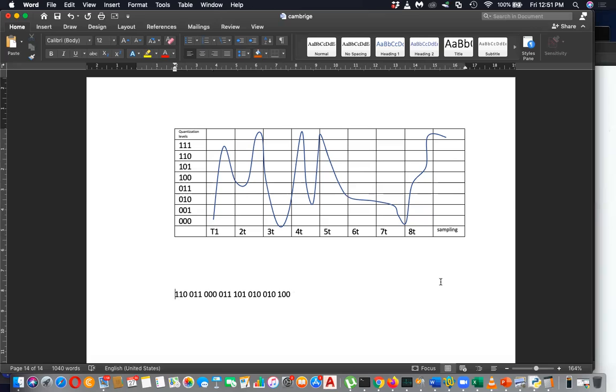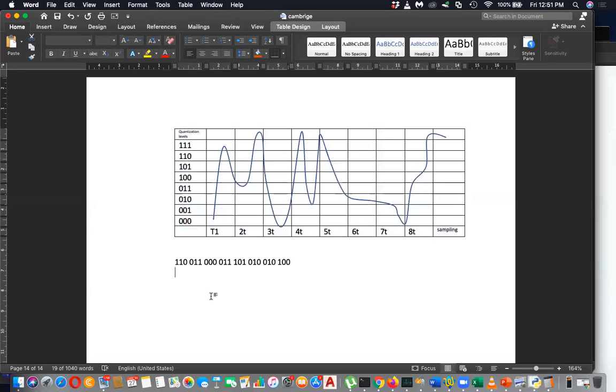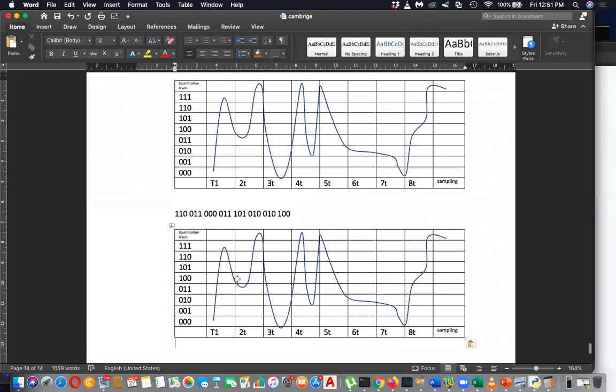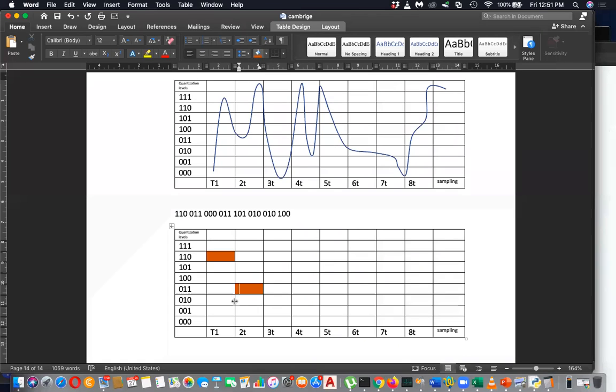This is where the error comes. So I am going to explain the theoretical part practically. Let's take this signal and redraw the signal according to these values. 1, 1, 0 is here. I'm going to color this. Then 0, 1, 1 is here. Then next one is 0, 0, 0. It's here. Next one is 0, 1, 1. It's here. Next one is 1, 0, 1. It's here.